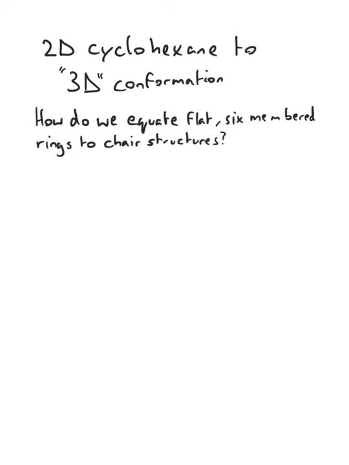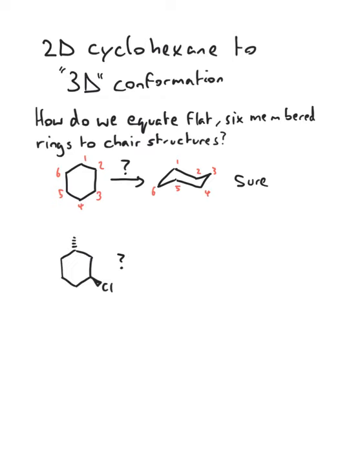This video is on going from 2D cyclohexanes to 3D conformations. So the question is, how do we equate a flat six-membered ring to a chair structure? Well, it's relatively easy to associate when there's nothing else on the ring. We have a six-membered ring and we have a weirdly drawn six-membered ring. But once we start putting substituents on it, we'll notice that we're using wedges and dashes.